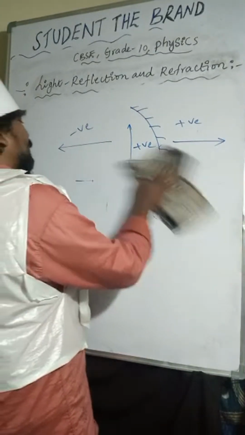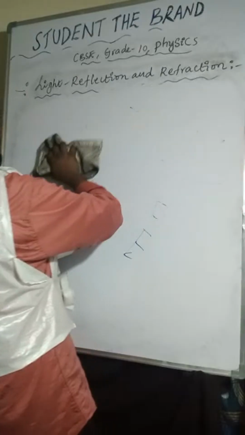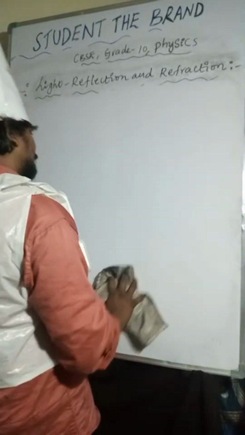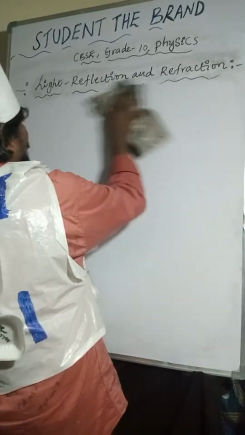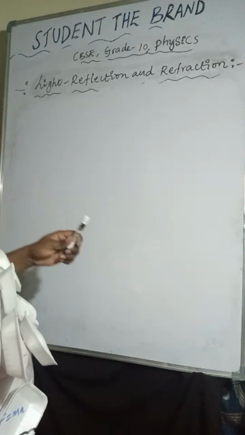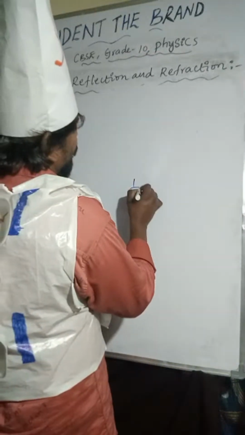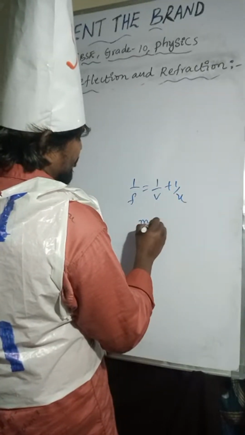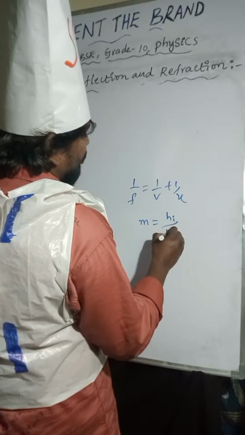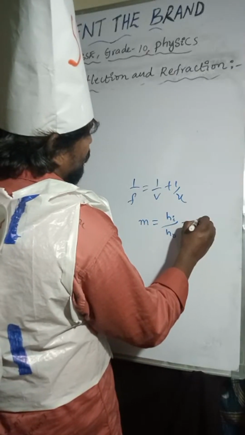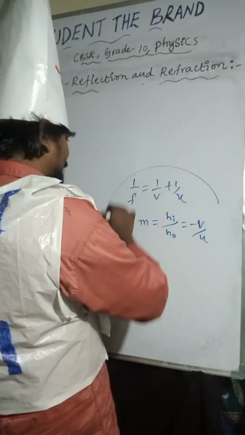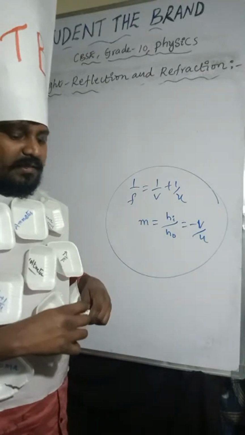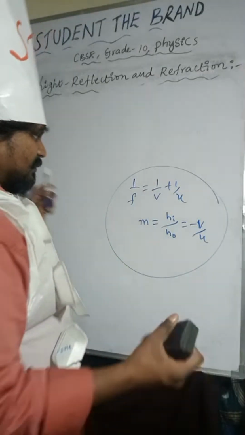Now we will discuss mirror formula and magnification. The mirror formula is 1/f = 1/v + 1/u, and magnification is the height of the image by the height of the object, that is nothing but minus v by u. So this is about mirror formula and magnification. I hope it is very clear. So that's enough.